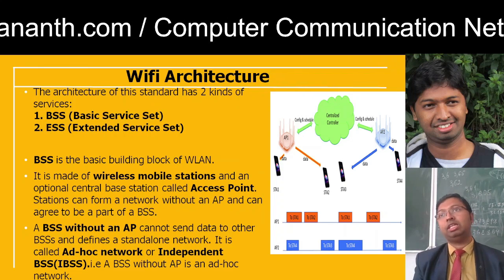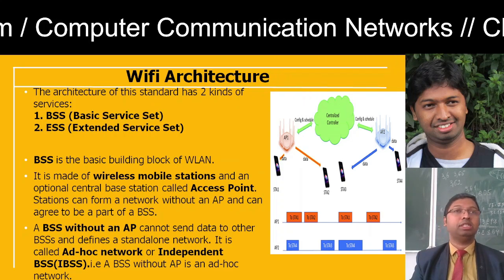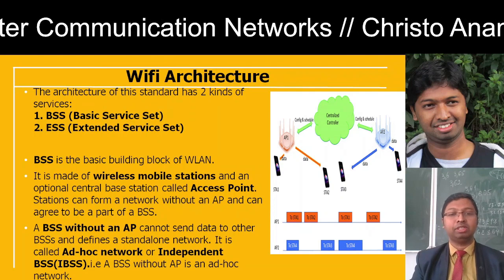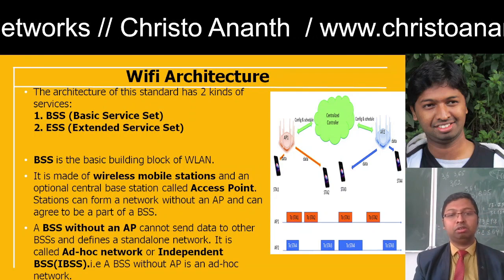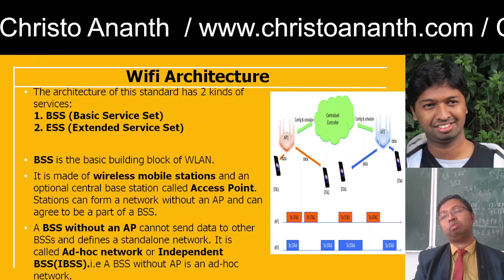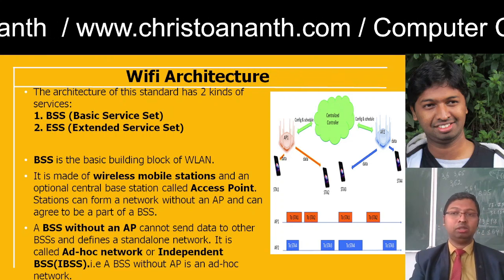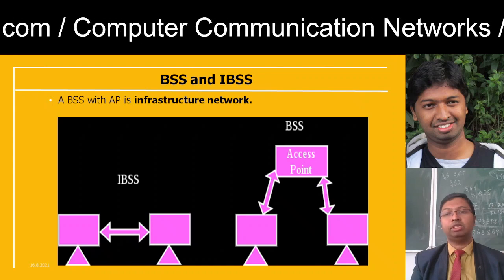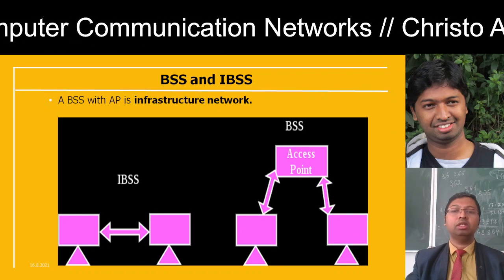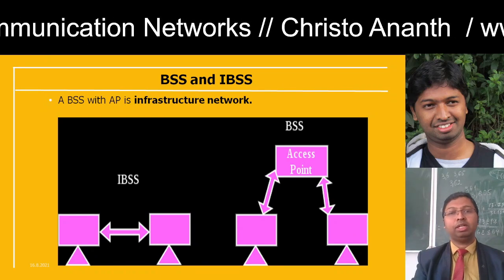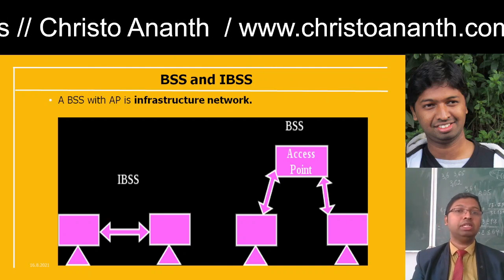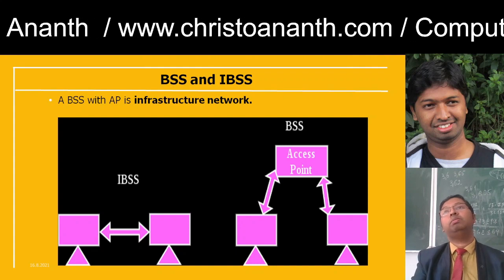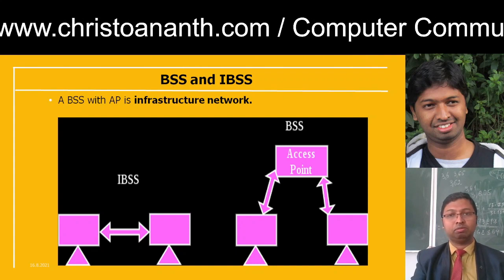What cannot send data, you can call IBSS, the independent basic service set, or standalone network, or ad hoc network. So a BSS without an access point is said to be an ad hoc network. So this is BSS and IBSS. BSS has an access point for the stations, but IBSS has no access point. A BSS with an access point you can call the infrastructure network.